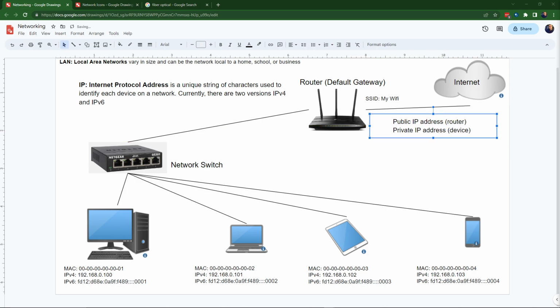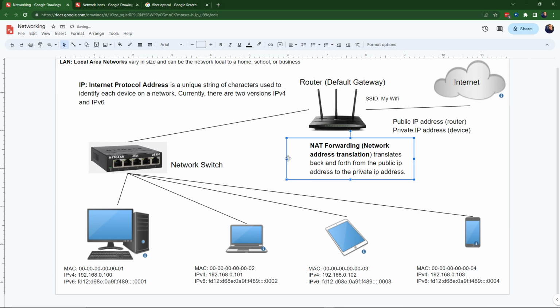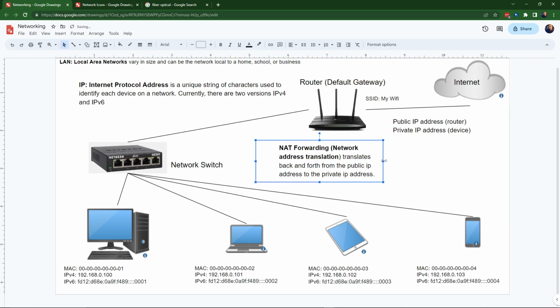Now we have an interesting protocol that goes along with this, and that protocol is called NAT, or Network Address Translation. What it does is it translates back and forth from the public IP to the private IP addresses. So let's say the phone wants to connect out to the internet and get some information. It sends its information through the switch, through the router. The router is going to send that request out, right? And then it keeps track of what device on the private network is supposed to receive that traffic.